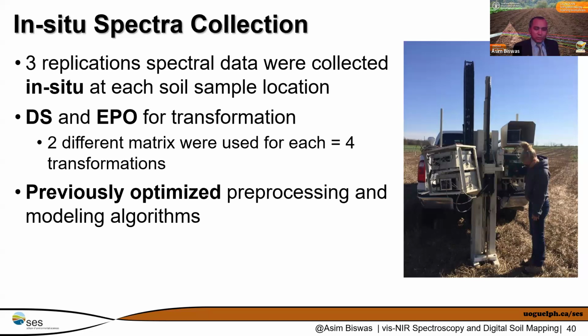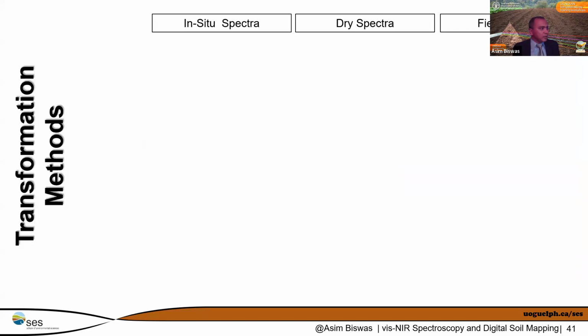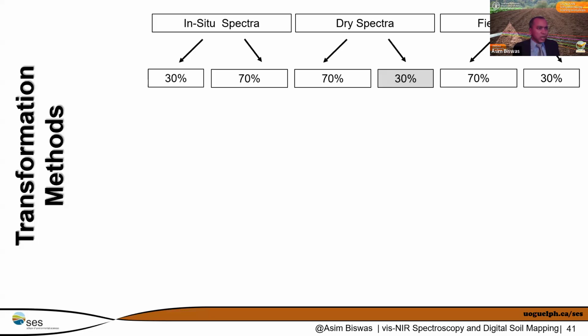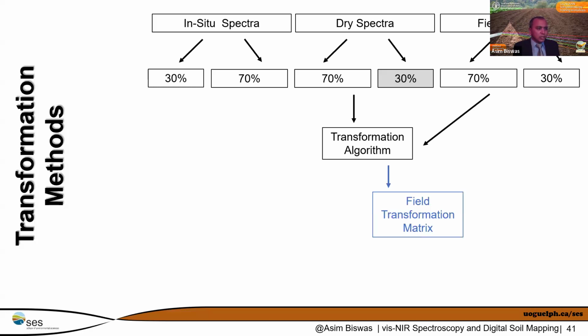So previously we utilized the optimized processing and modeling algorithm, and this is how we did the transformation here. For in situ, dry, and field spectra, we separated a 70-30 split, just the way we have already talked about for dry spectra and field spectra. We use the transformation algorithm, create the transformation matrix, and based on the transformation matrix, we transform our data and then go for the modeling.